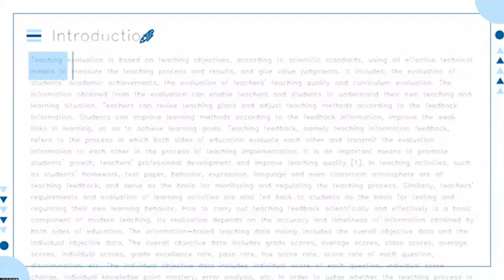Teachers can revise teaching plans and adjust teaching methods according to the feedback information. Students can improve learning methods according to the feedback information, improve the weak links in learning so as to achieve learning goals. Teaching feedback, namely teaching information feedback, refers to the process in which both sides of education evaluate each other and transmit the evaluation information to each other in the process of teaching implementation.